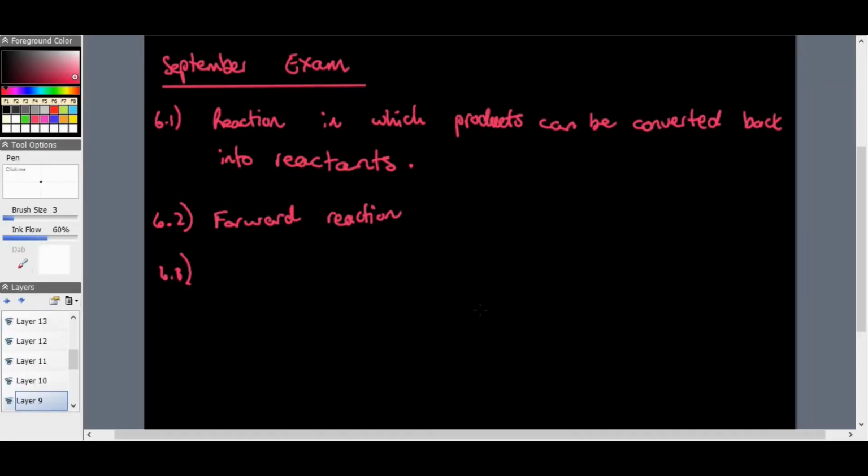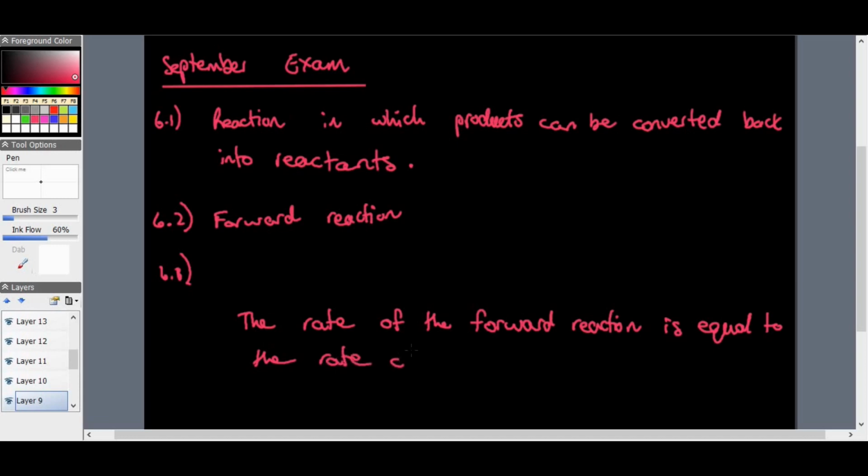So we can clearly see that between time intervals T2 and T3, the rate of the forward reaction is equal to the rate of the reverse reaction.